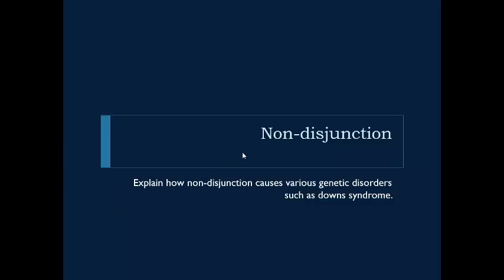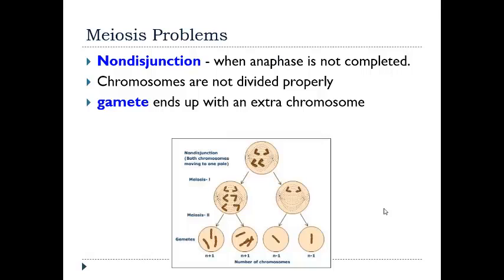So non-disjunction. Non-disjunction was what I was just talking about, where we don't have that complete separation of the chromosomes. So in this, we're just going to explain how non-disjunction causes various genetic disorders. We're going to talk about 2, Klinefelter syndrome and Down syndrome. So meiosis problems. Non-disjunction occurs when anaphase is not completed. Chromosomes are not properly divided, and the gamete ends up with an extra chromosome.